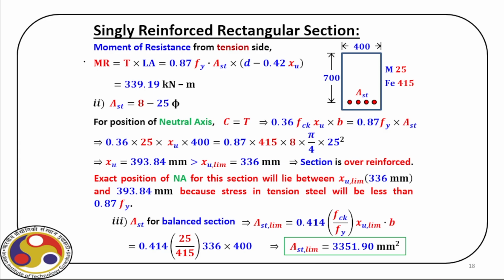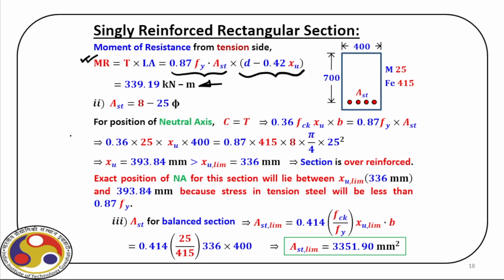Now, we have tried that moment of resistance from the tensile force also. You can see here, this is the value of tensile force times the lever arm here. And ultimately again we get the same value of moment of resistance, which is 339.1.